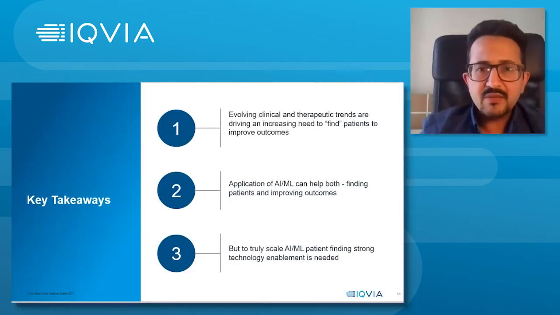Thanks, Andy. So to summarize, clinical and therapeutic trends are driving an increased need to find patients to improve outcomes. Application of AI/ML can help both, that is finding patients and improving outcomes. Applications span across the patient journey. But to truly scale AI/ML patient finding, strong technology enablement is needed. Application of technology helps in bringing in efficiency, standardizes tasks and processes, and helps in end user adoption of outputs.